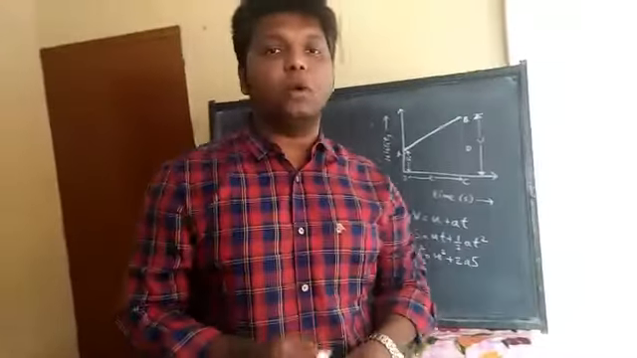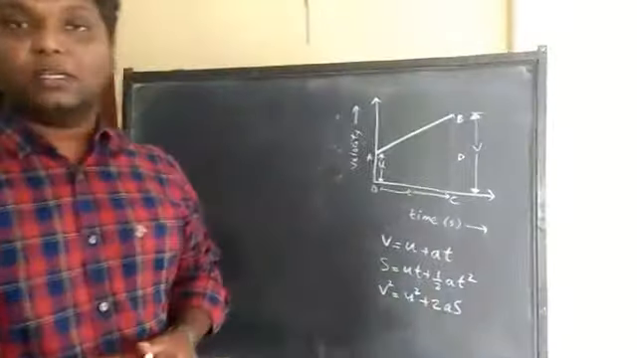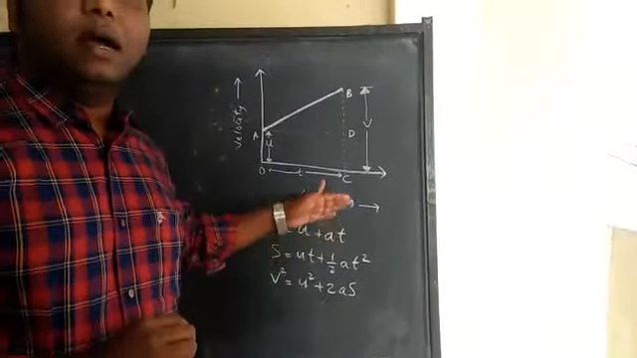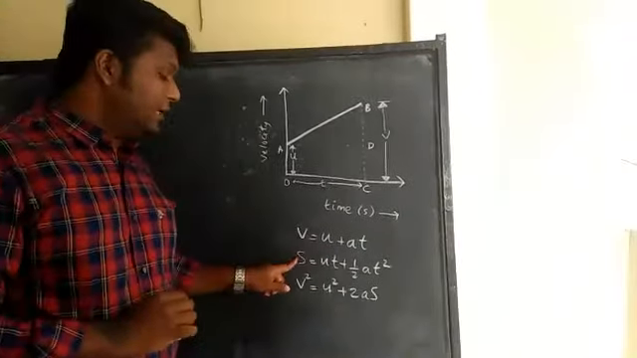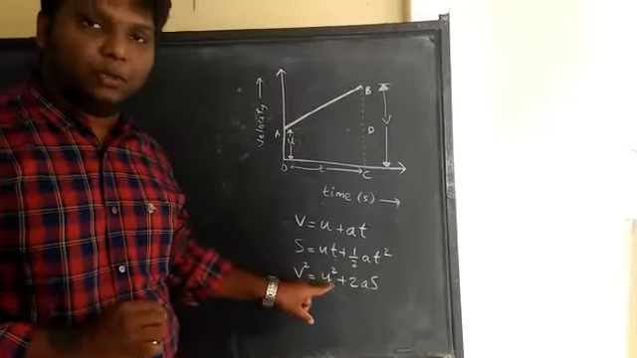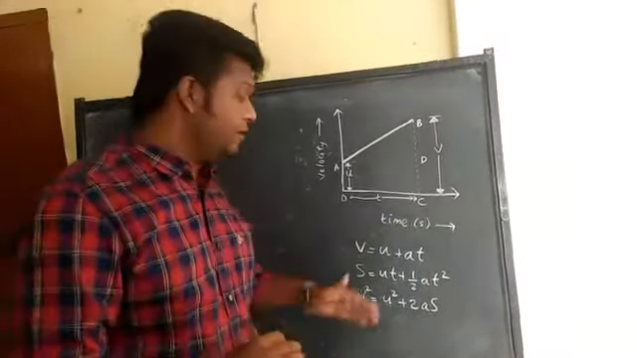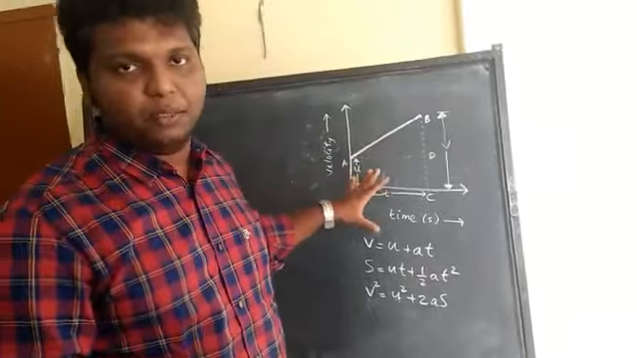Okay, let us come to the new topic. Today we are going to study some graphical representations regarding motion. There are three equations of motion. The first one is v equals u plus at. The second one is s equals ut plus half at square. And the third one is v square equals u square plus 2as. In this class, we are going to study how to derive these three equations using the graphical method.